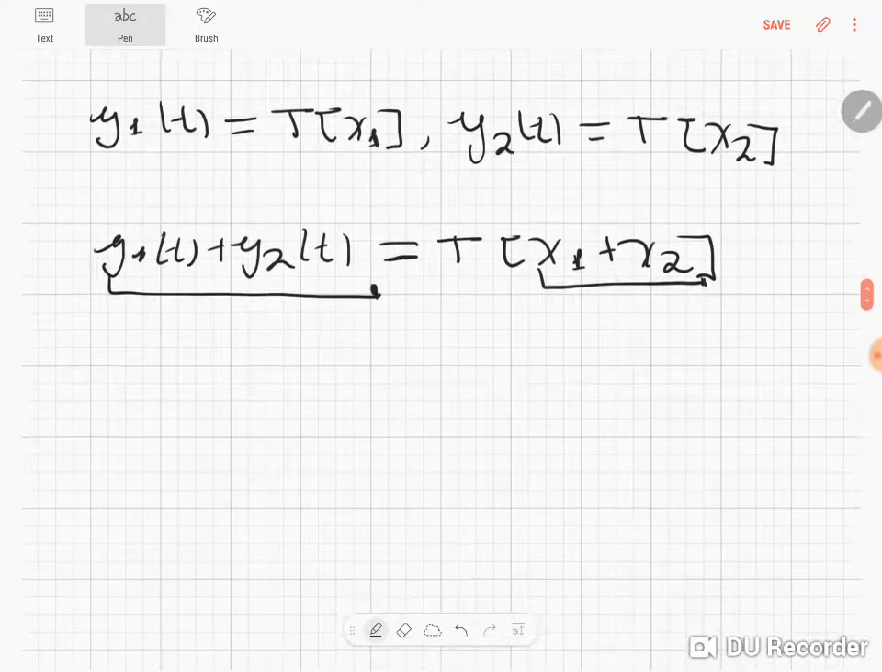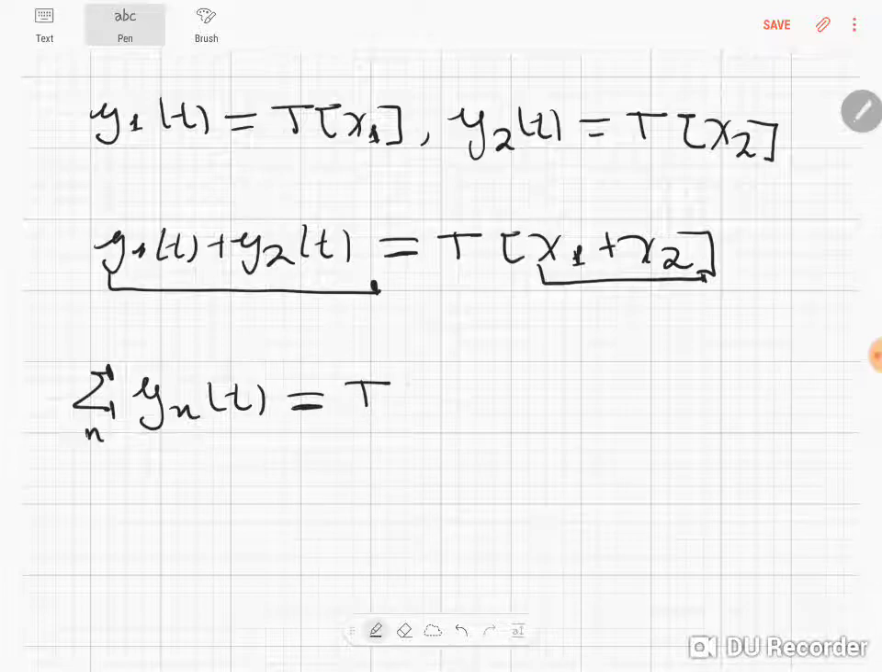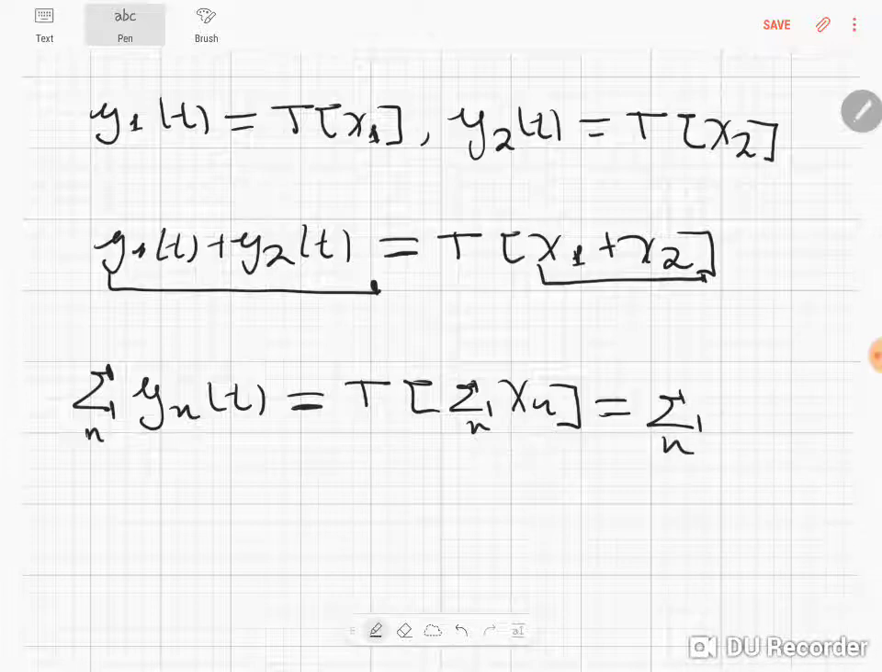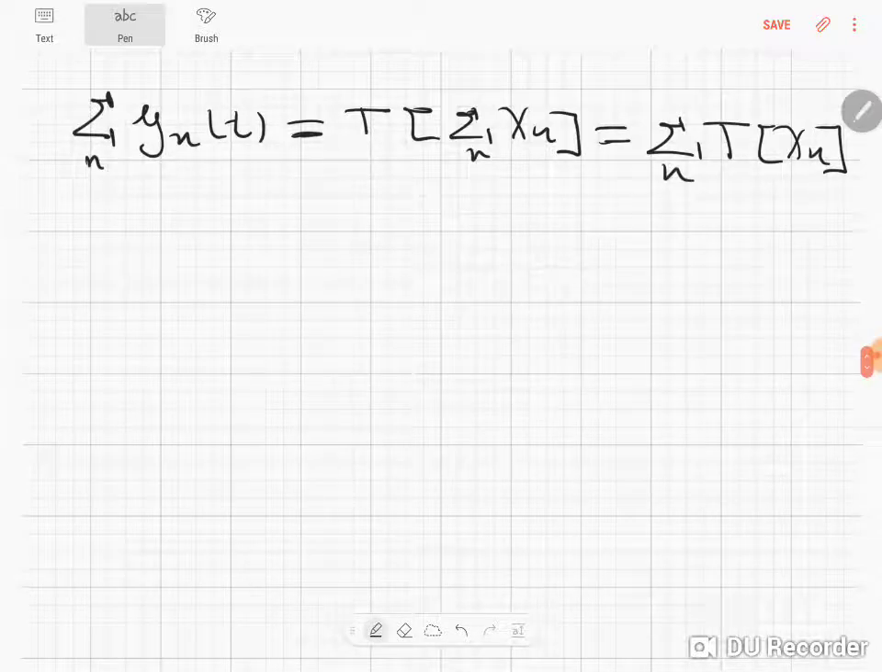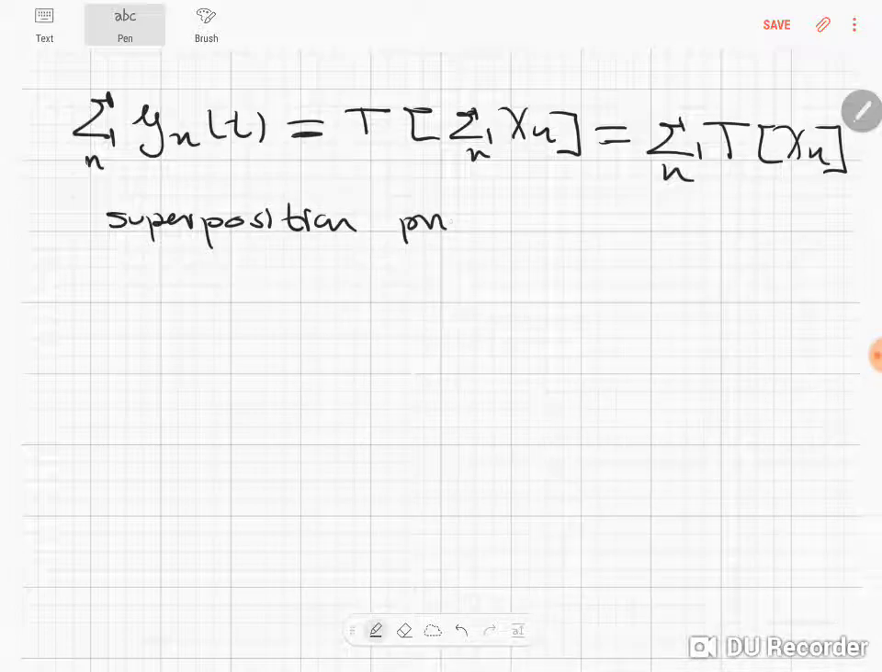So this is actually what a linear system is. That means that the summation of the responses is nothing but the transformation on a summation of the excitations, and the linear system has the property that this is the summation of the transformations on the individual excitations. Okay, this is more or less the definition of a linear system. This is called the superposition principle. And then we will see why this is important in our case.